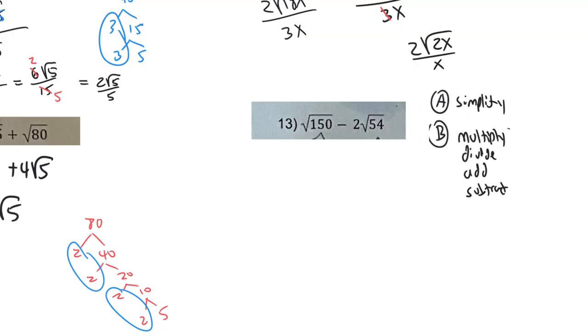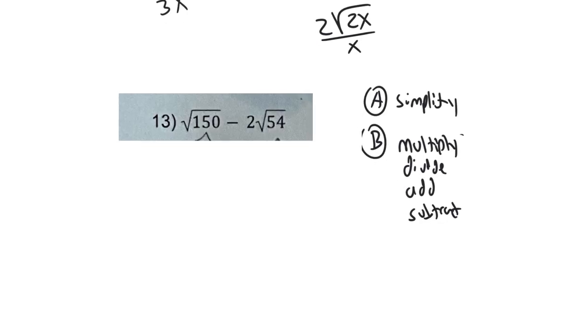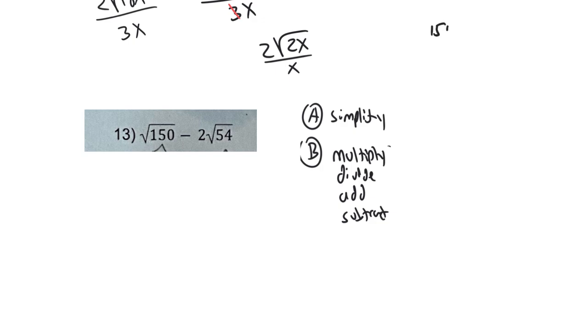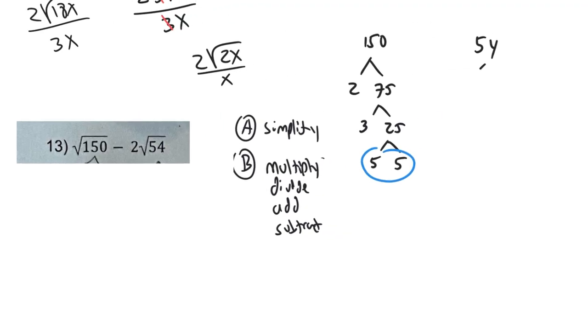Using our protocol, simplify first, then multiply, divide, add, or subtract after that. So simplifying, we have 150 and we have 54. 150 would become 2 times 75, and that's really 3 times 25, and that's really 5 times 5. So we have a pair there. I'm just going to keep going with this, though. We have 2 times, okay, 25 plus 2. That's 27. That's clearly 3 times 9. We have 3 times 3, and we have a pair here.